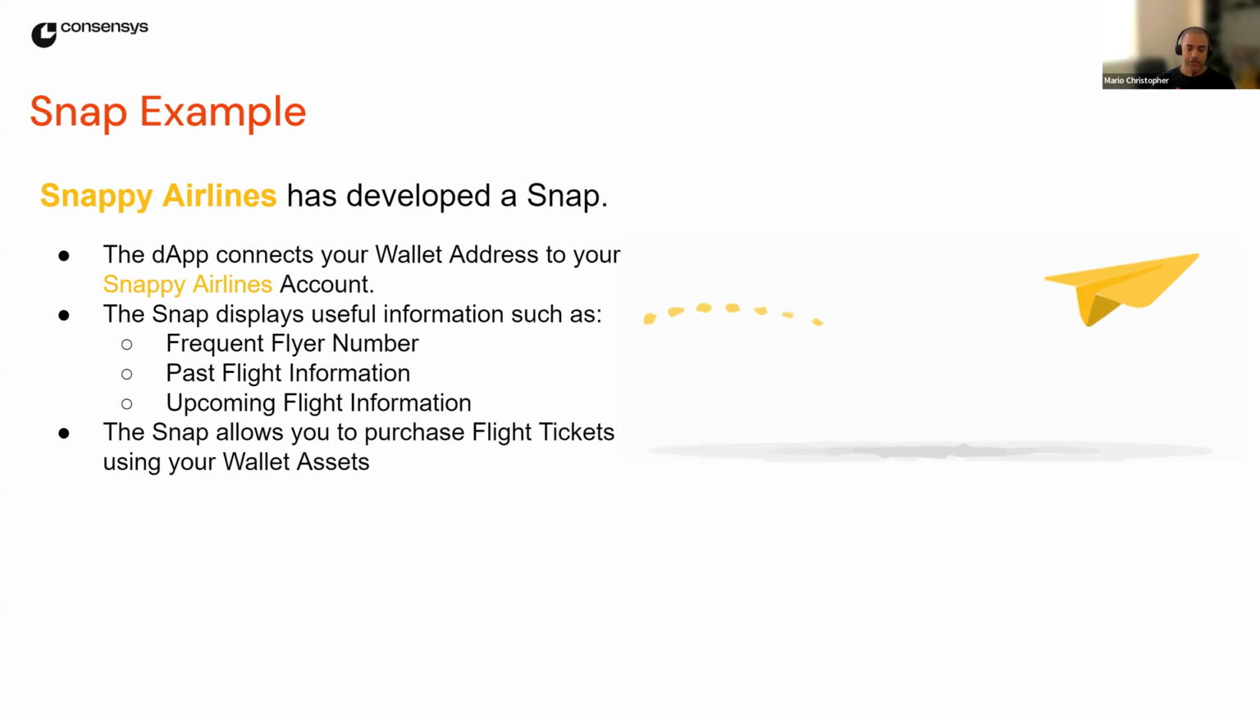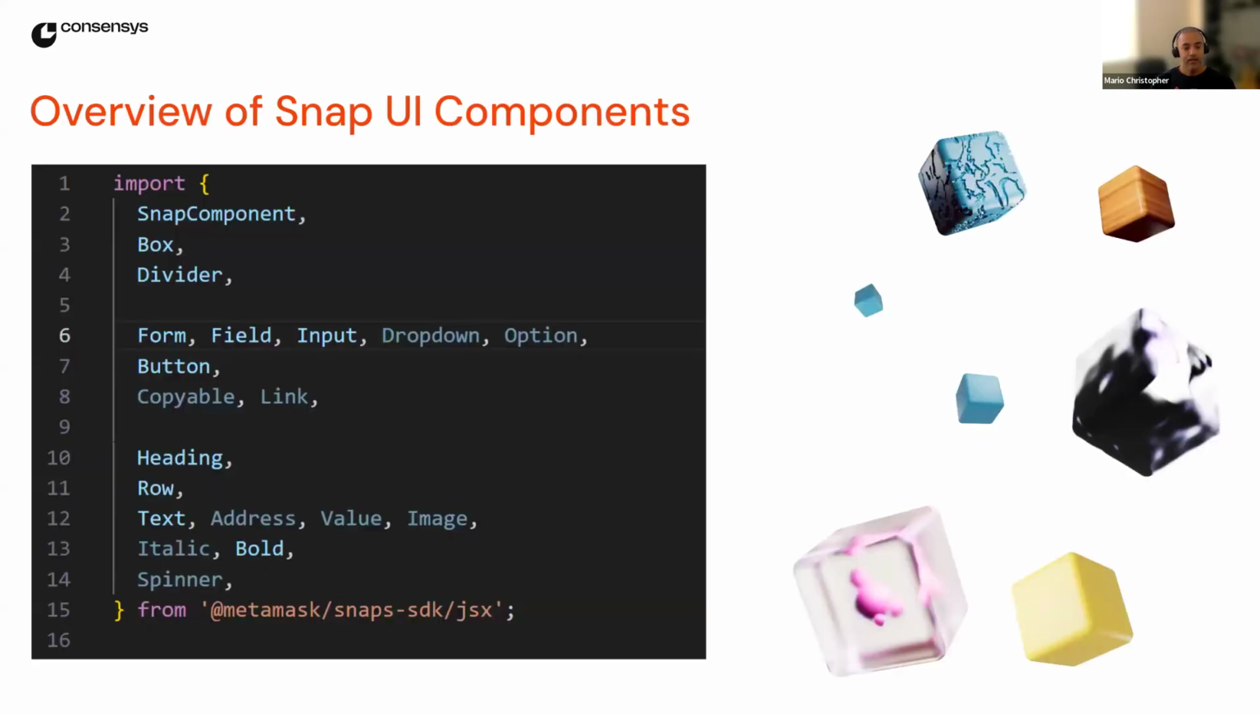So this is where we'll be showcasing the flow, which is using the improved UI controls, and how we go forward with purchasing your flight ticket on the UI in the Snap. Cool. So let's jump into the meat of this thing, where we start looking at the actual components.